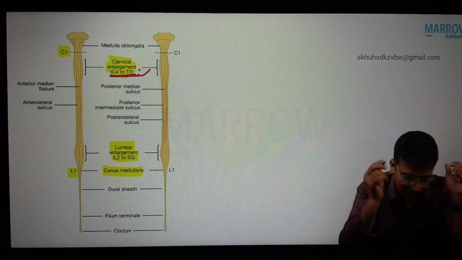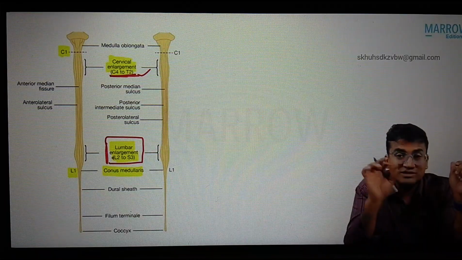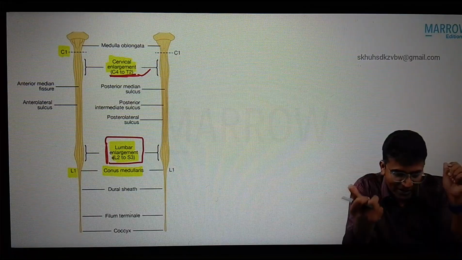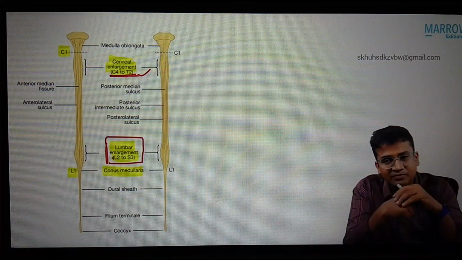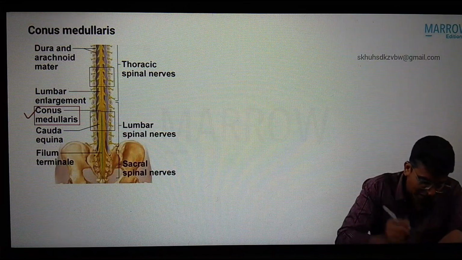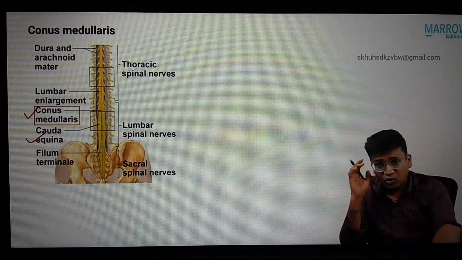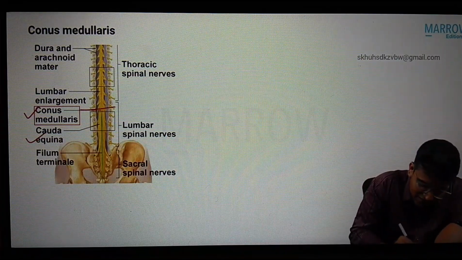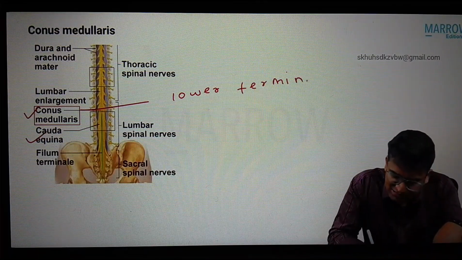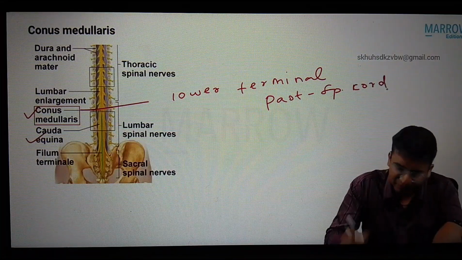Now what about lumbar enlargement? L2 to S3 fibers arise from lumbar enlargement. The spinal segments of lumbar enlargement are L2 to S3. Okay, right. Now we're going to see two more terminologies. One is conus medullaris and the other is cauda equina. Now conus medullaris, I told you, is the lower terminal part of the spinal cord. Okay.